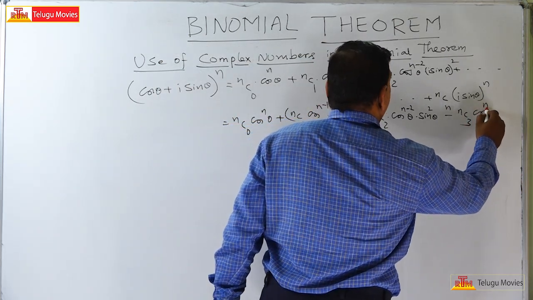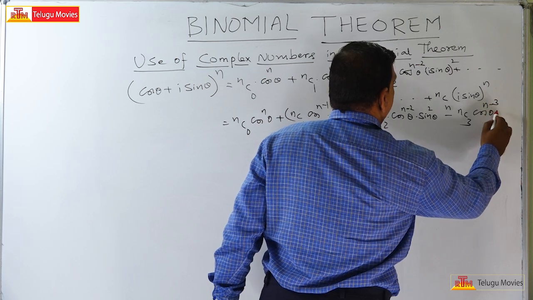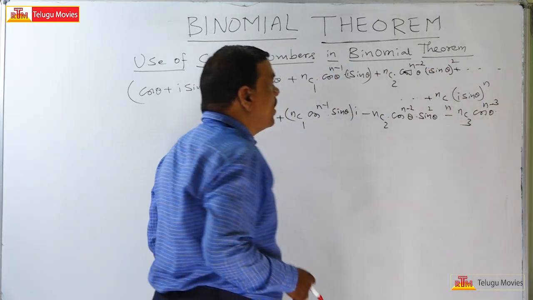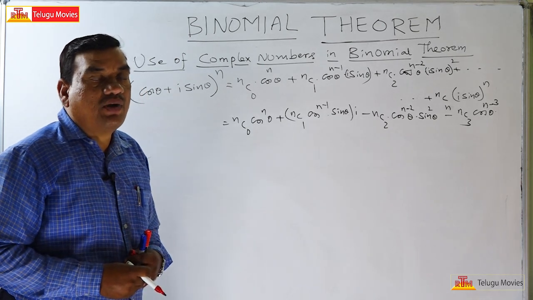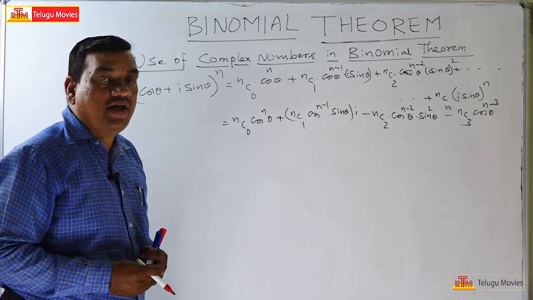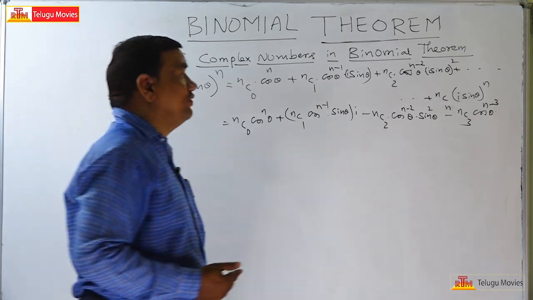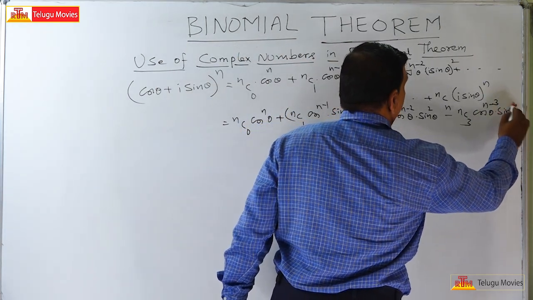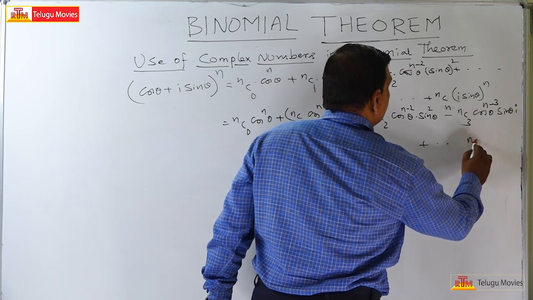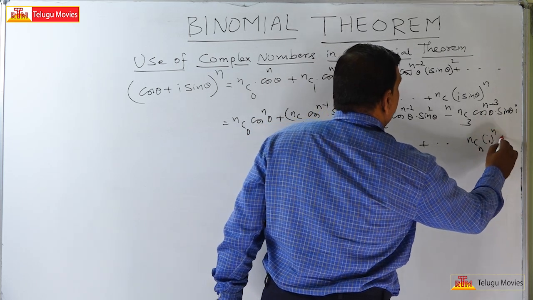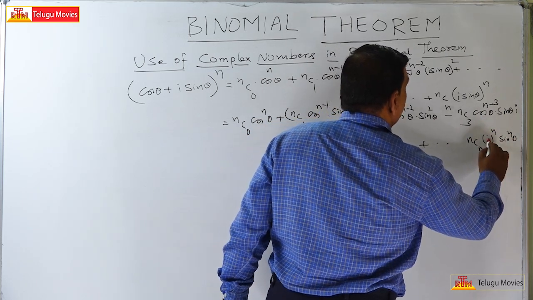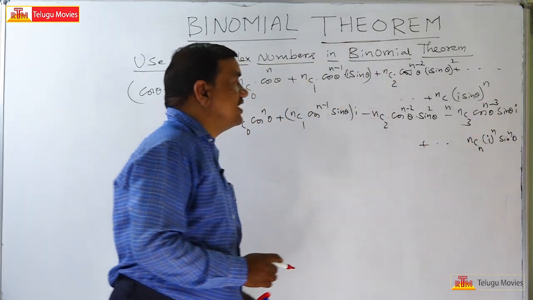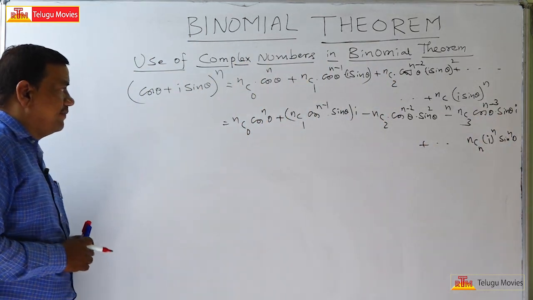cos power n minus 3 theta into (i sin theta) whole cube. i cube means i square into i, so minus i, and you get minus sin cube theta i. So on, the last one is nCn i to the power of n into sin power n theta. The last sign we cannot decide, because that depends upon n.